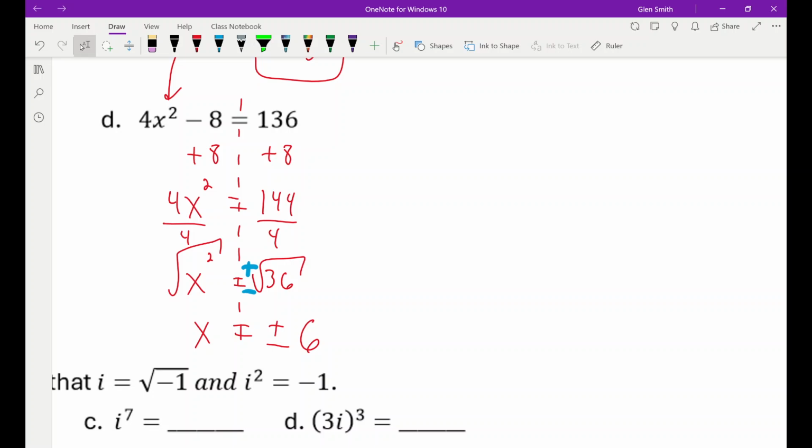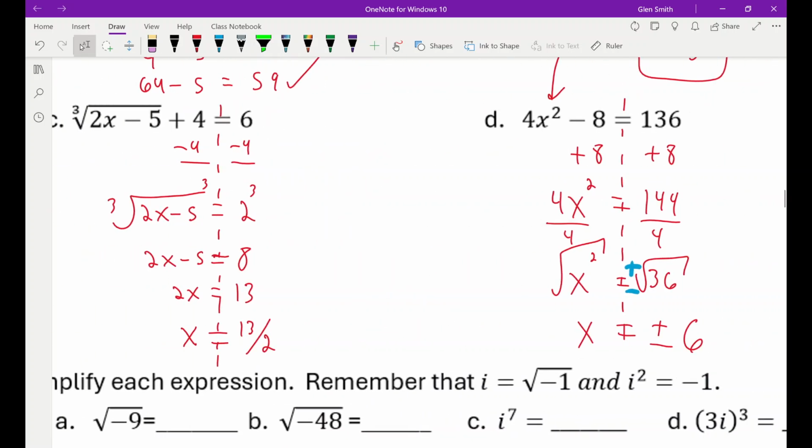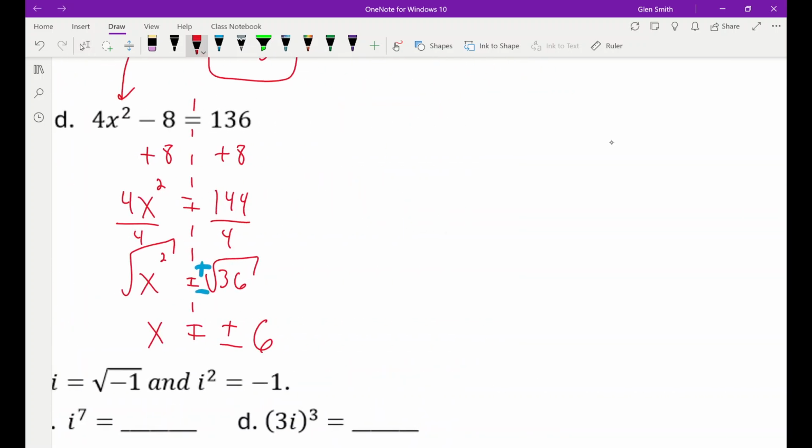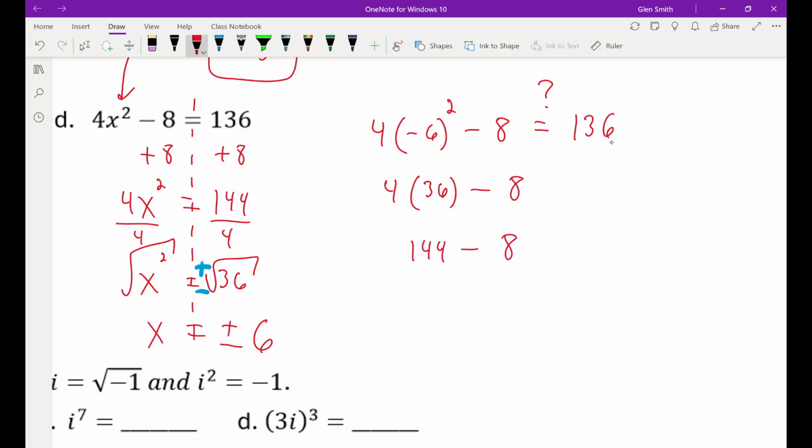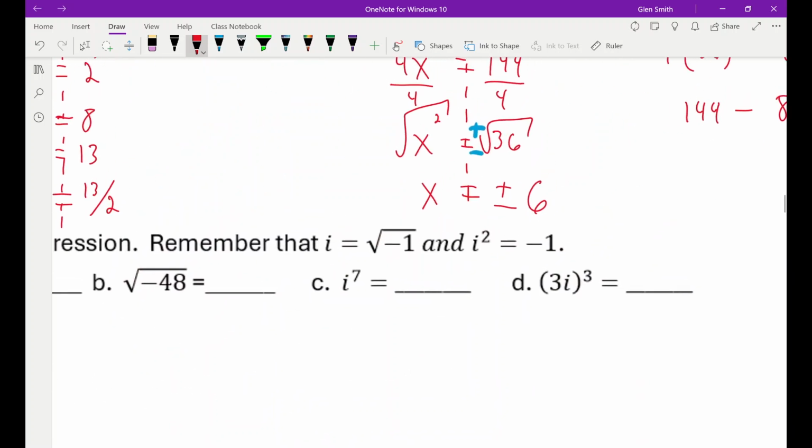So we'll check that again real quick too. I don't think I checked C. That's all right. If you plug 6 into here, you get 4 times, and we can plug negative 6 in too to check it like that. That will look like this. And the question is, hey, does that equal 136? Well, negative 6 squared is positive 36 minus 8. And 4 times 36 is 144 minus 8. And 144 minus 8 is 136. Okay. Here we go.